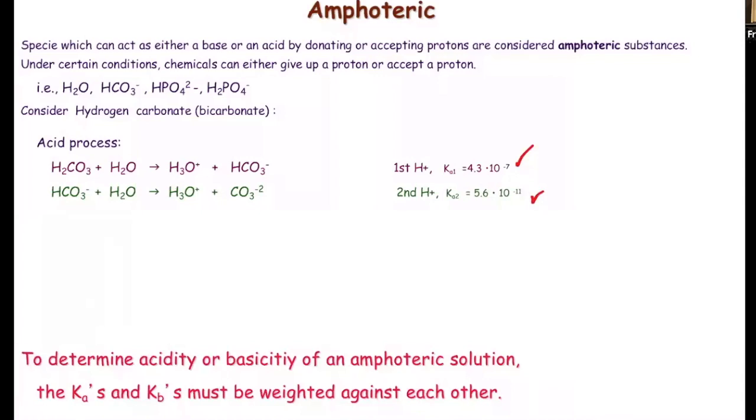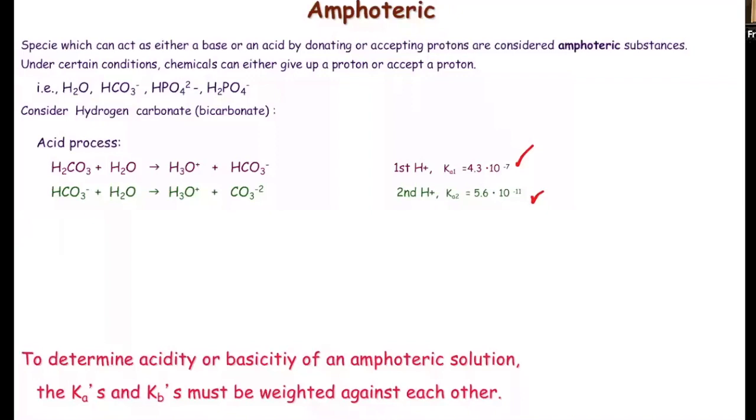The second hydrogen coming off any polyprotic chemical will always have a lower equilibrium constant. It's much more difficult to remove the second one. Not that you can't remove it, it's just much more difficult.